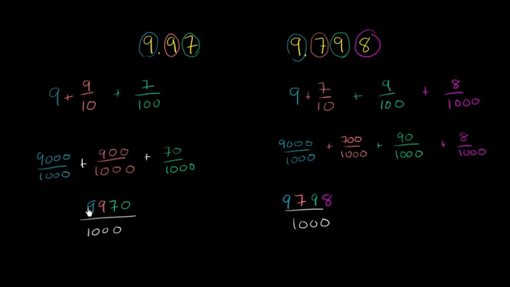They have the same number of thousands. This has 900. This only has 700. So even though this is almost 800, 800 is still less than 900. So no matter how you think about it, the number on the left is greater than the number on the right.